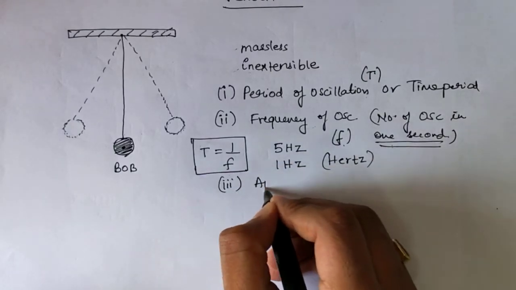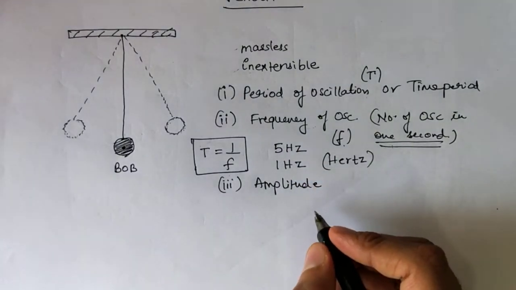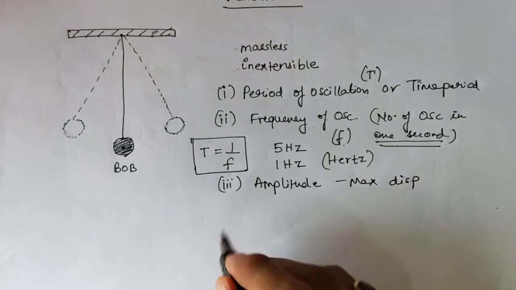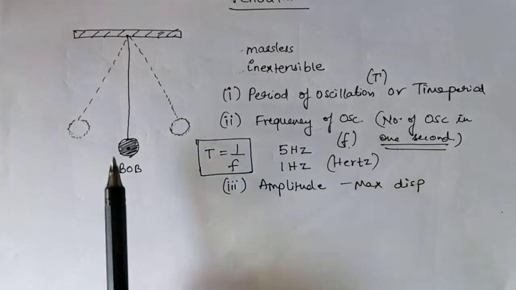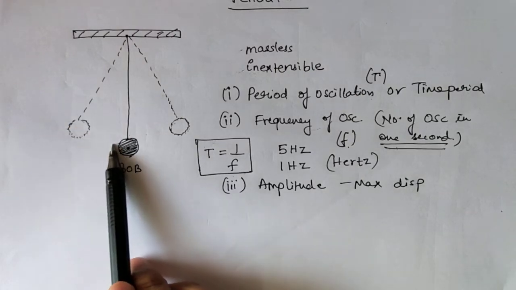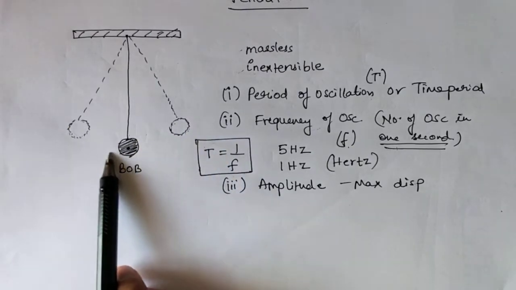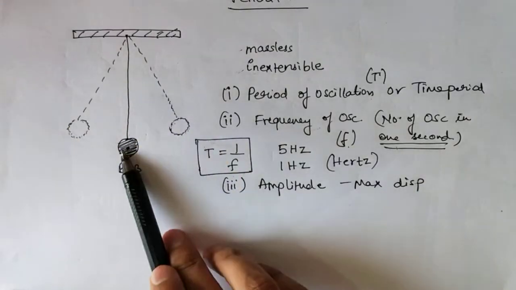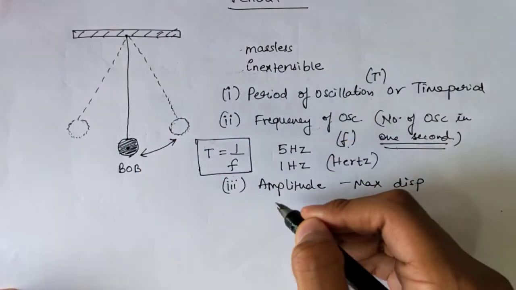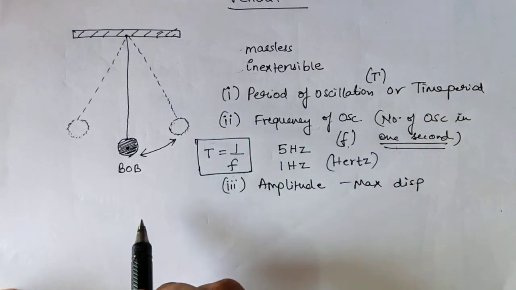Next, you have amplitude. Now, what is amplitude? Amplitude is the maximum displacement of the bob on either side. So see, the bob is here. The maximum displacement the bob makes on one side and the maximum displacement on the other side. This maximum displacement on left or on right is always the same for both sides. So if it goes maximum till, let's say, till here, so this distance, or I can say displacement, is the amplitude of the bob.